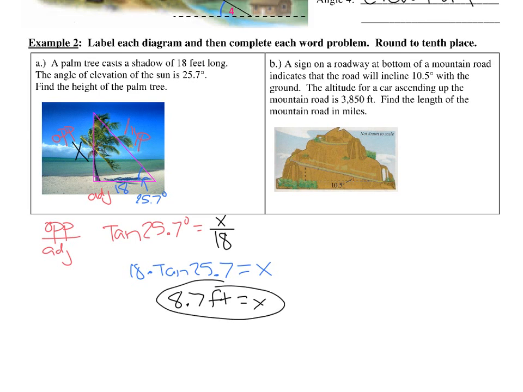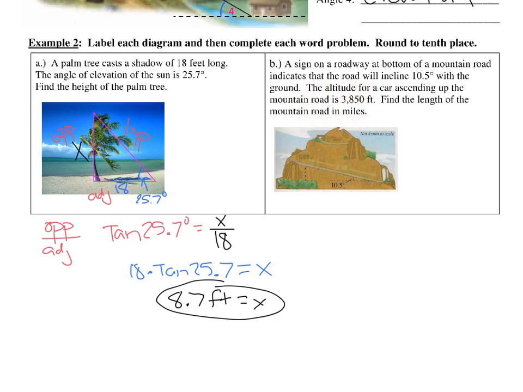All right, next one. A sign on a roadway at the bottom of a mountain road indicates that the road will incline 10.5 degrees with the ground. Okay, as you can see, they've actually already labeled it for us. The altitude for a car ascending up the mountain road is 3,850 feet. Find the length of the mountain road in miles.